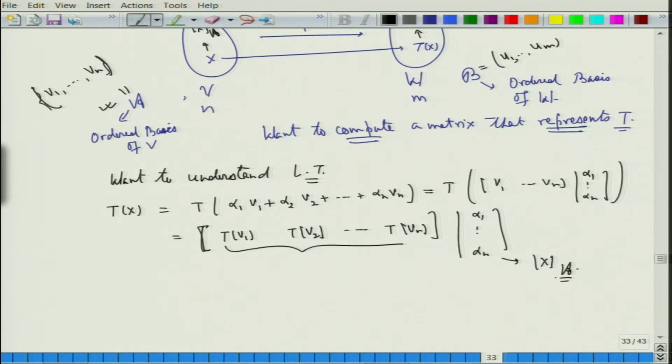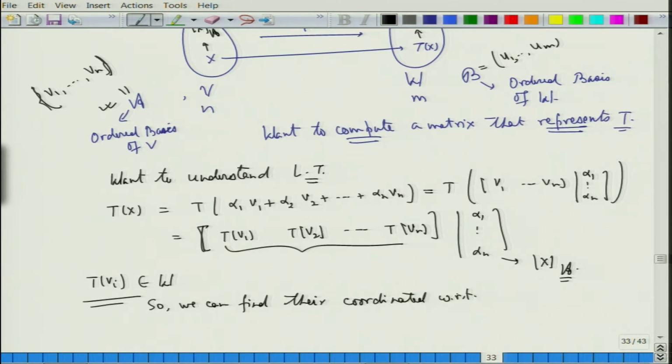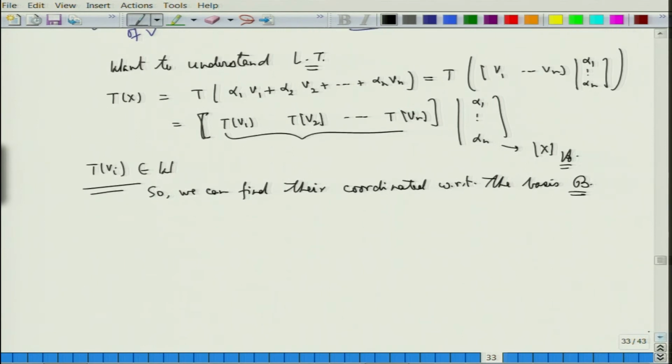Fine. Now each of these T of Vi, they belong to W. So we can find their coordinates with respect to the basis B. Fine. So again what we have done, we will have to multiply it by B inverse in some sense, and then take out B inverse outside and do the work. Fine. So let's try to understand them nicely, what we are looking at.